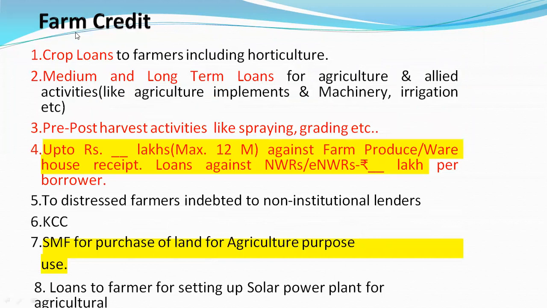Okay, next is farm credit. So we will see farm credit first. Crop loans to farmers including horticulture. So these all are farm credit. Medium and long term loans for agriculture and allied activities like agriculture implements and machinery, irrigation, etc. Pre and post harvest activity like spraying, grading, etc.